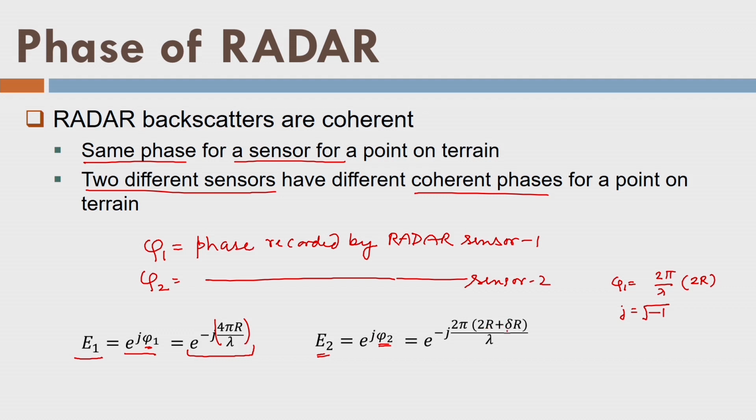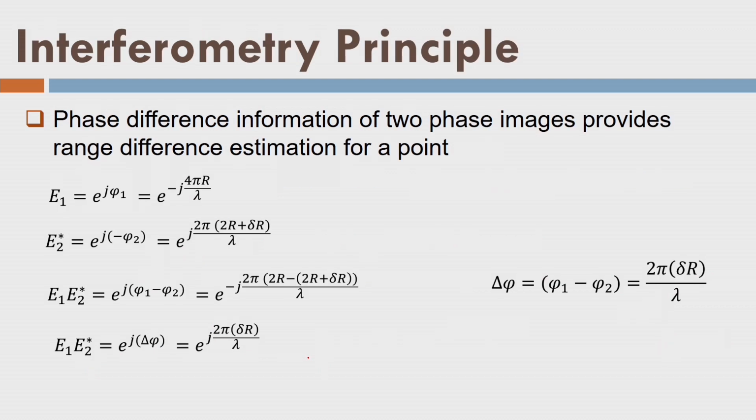So delta R is the change in the total range 2R. First we have 2R range, and now from the next sensor we have 2R plus some difference in the range. So we are writing like this. This is a complex image, and this is another complex image for a point on the terrain, or I can say for 1 pixel that is acquired on the terrain by radar. So this is the one information.